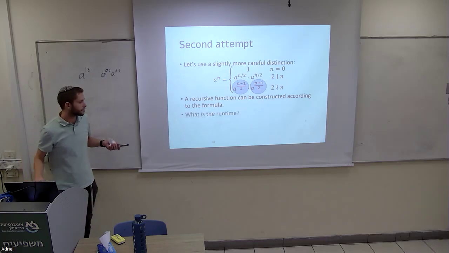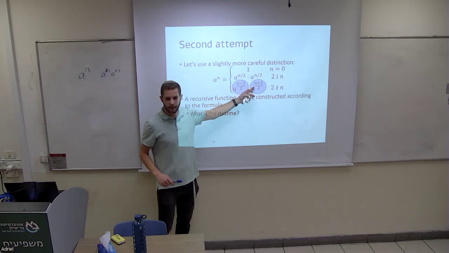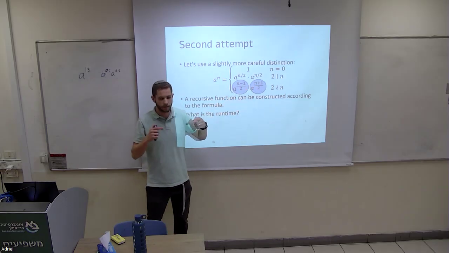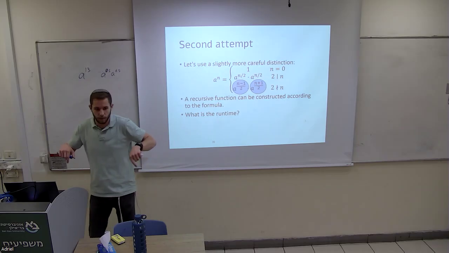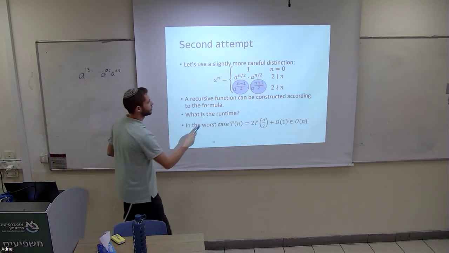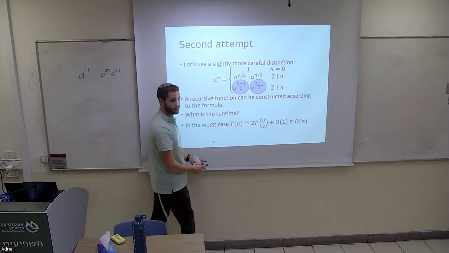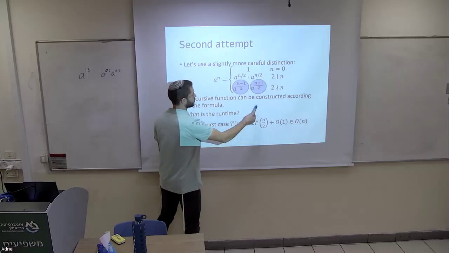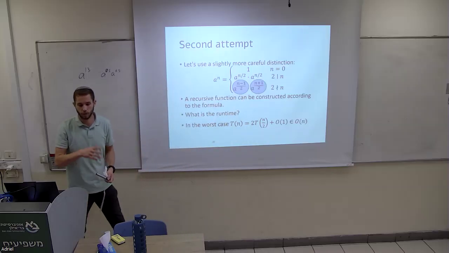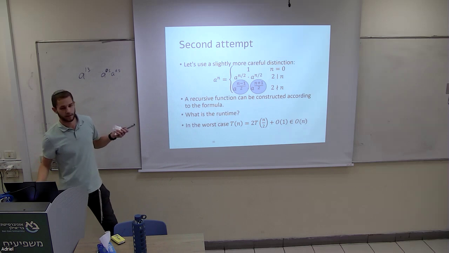The issue is that the runtime is really bad, because now we have two separate numbers we need to calculate. The whole point was that we divide it into two of the same number, and then we save runtime. But here, the worst case is that we do a bunch of odds. So instead of T of n equals T of n divided by 2, now it's T of n equals 2 times T of n divided by 2, because we have to do two recursive calls, which is not good. So how are we going to fix this issue?